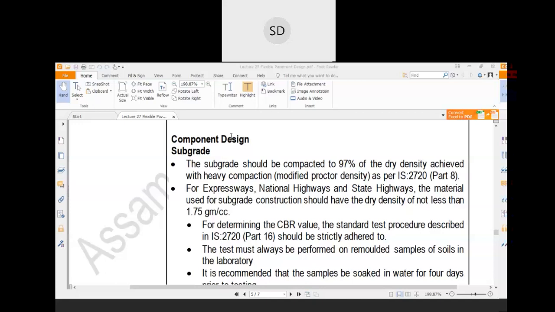Suppose you have compacted a particular portion of the embankment or soil subgrade with the help of a roller and sprinkling water. After that, when you think our compaction is over, you have to collect some sample and find out the dry density of that material. If the dry density is lesser than 1.75 gram per cc, then you have to compact it again. If it is more than 1.75 gram per cc, your compaction is over. Now you can construct the other portions of the road.